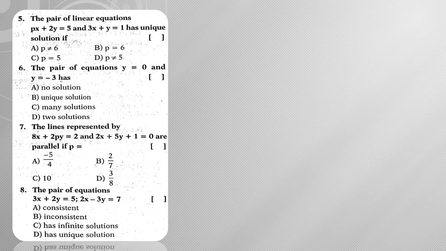The pair of linear equations px plus 2y is equal to 5 and 3x plus y is equal to 1 has a unique solution. Unique solution means a1 by a2 is not equal to b1 by b2. This is the condition for a unique solution or intersecting lines. Based on this, p by 3 is not equal to 2 by 1. On doing cross multiplication, p is not equal to 6. Hence the answer is p is not equal to 6.